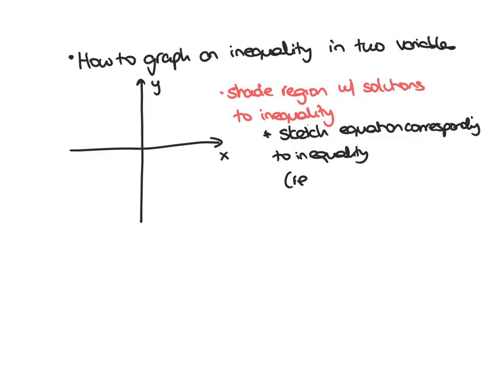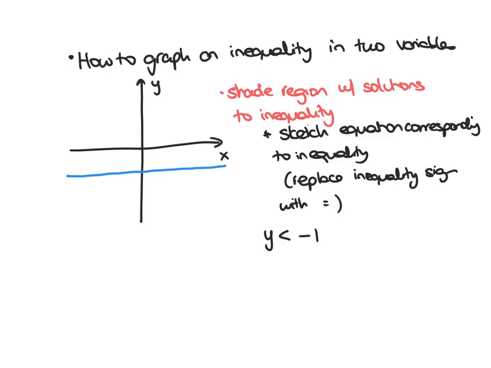So we replace the inequality sign with an equal sign. So let's take an example. Let's take a straightforward example. I want to sketch y is less than minus 1. So to do this, I will start by drawing y is equal to minus 1, which is our horizontal line here at minus 1.